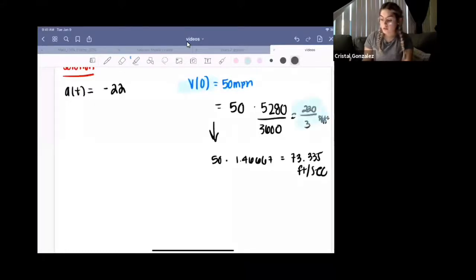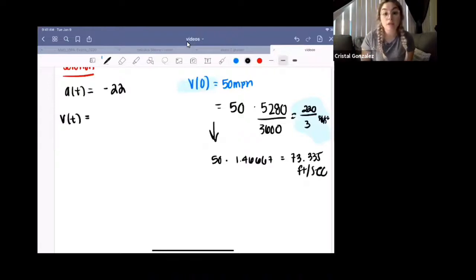I'm going to use this one for this problem just because I like to keep things exact, but this is going to help us find that constant after we take the antiderivative of a of t. So let's go ahead and take that antiderivative of a of t. And remember, when we take the antiderivative, we're going to actually get the velocity function. So we're going to get v of t.